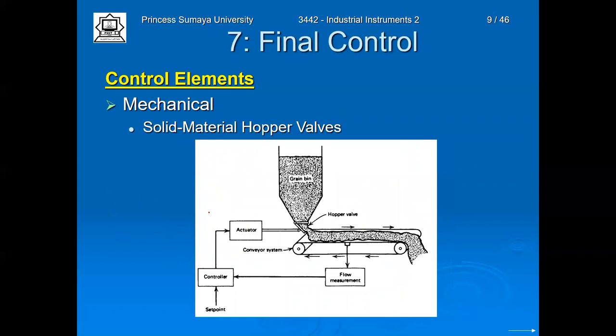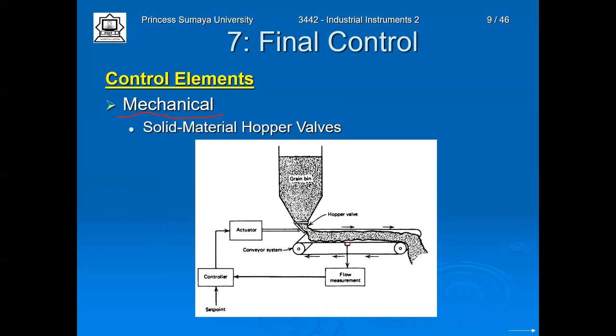Now let's start with the different types of final control elements. We have mechanical, we have electrical, and we have fluid. So let's start with the mechanical control elements. We have an example on this, which is the solid material hopper valves. So this is a hopper here with a grain bin. This is the grain bin, filled with the grains. And this is the hopper valve, and this is the conveyor belt.